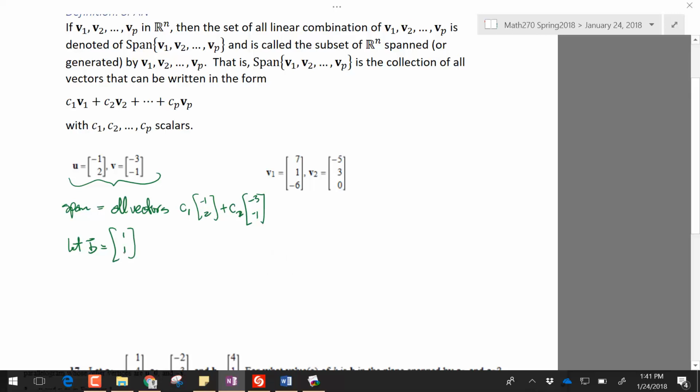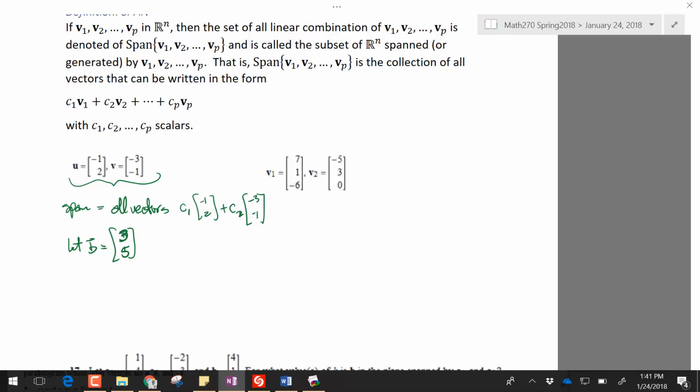Really? 0, 0? No. I know. I thought you guys would be a little bit more creative. No. 3 and 5. So let's say we have 3 and 5.